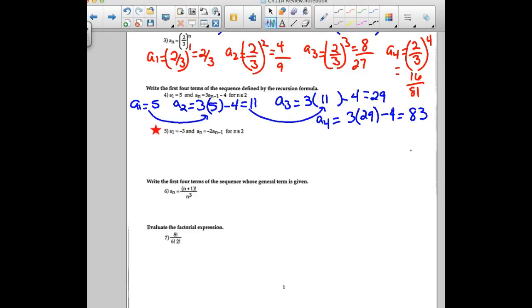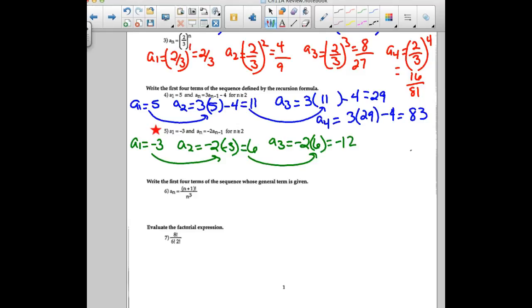All right, question 5. It says our first term is negative 3. Our second term is found by taking negative 2 times the previous number. So our second term is going to be negative 2 times our previous number of negative 3, which gives us a 6. Our third term is negative 2 times our previous answer, 6, which gives us a negative 12. And our fourth term would be negative 2 times our previous answer of negative 12, which gives us a positive 24.